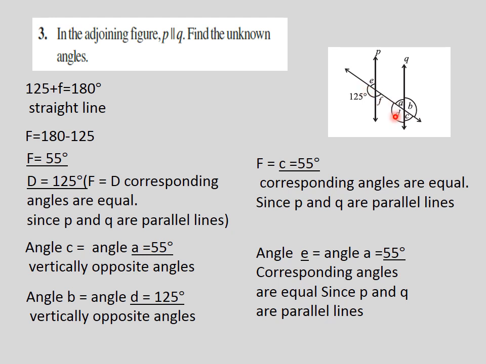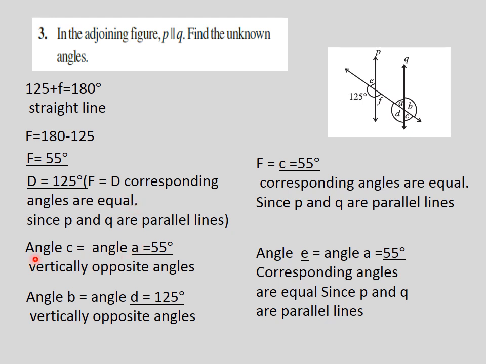Now, the other one we are finding out, corresponding angles are equal. What are the corresponding angles? 125, D, F and C, E and A, B and this one. These are corresponding angles. Okay. So here D is equal to 125 degrees. These are corresponding angles. So angle D is equal to 125 degrees, using corresponding angles because the lines are parallel to each other. P and Q are parallel. That is why corresponding angles are equal.